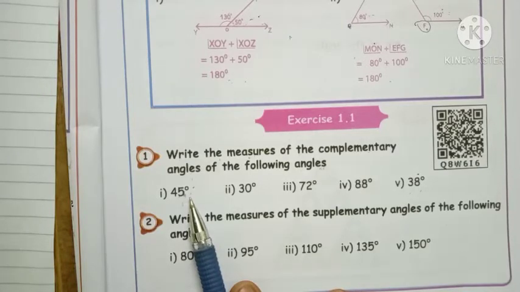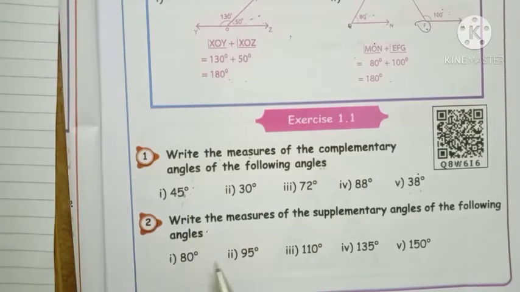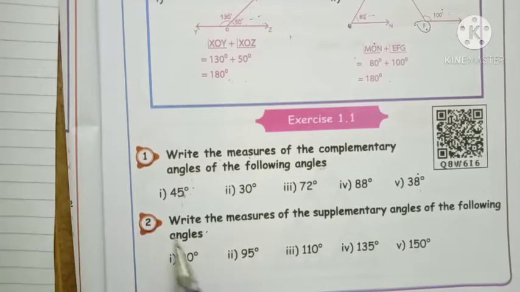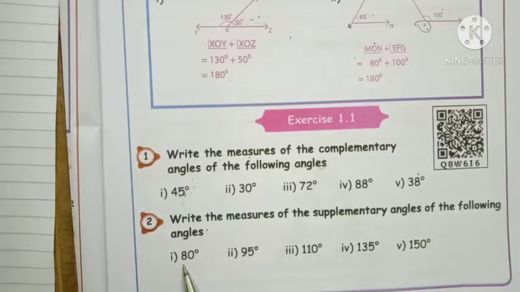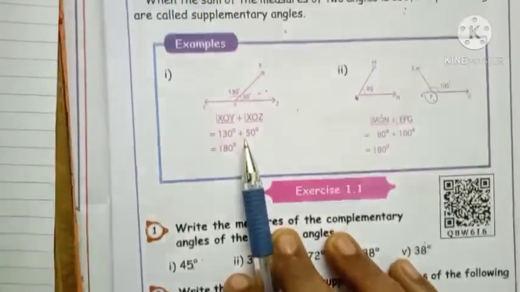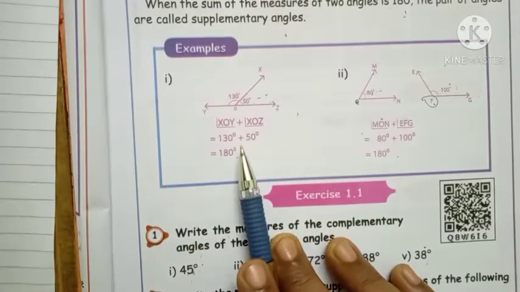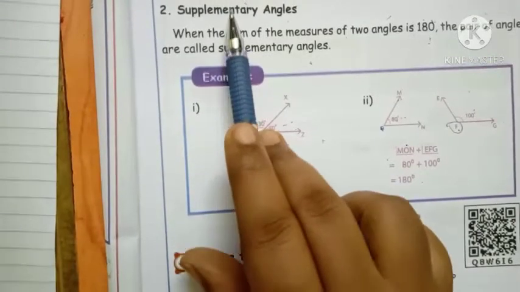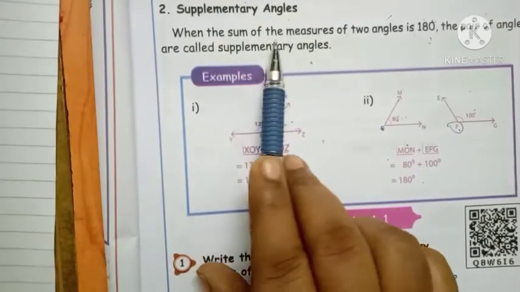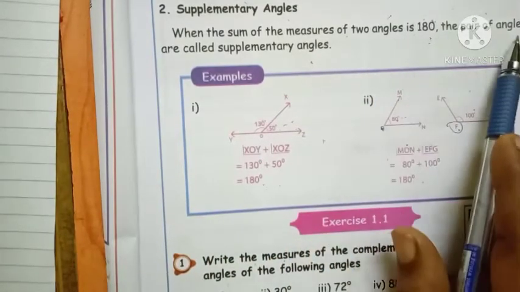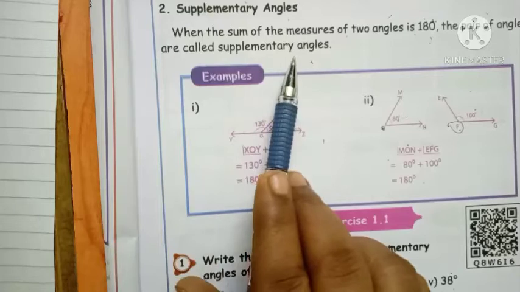Already you studied this. Today we will learn to write the measure of the supplementary angle of the following angles. Here given are 80 degree, 95, 110, 135, 150. So for the supplementary angle, here is the example sum in your textbook. When the sum of the measures of two angles is 180, the pair of angles are called the supplementary angle.